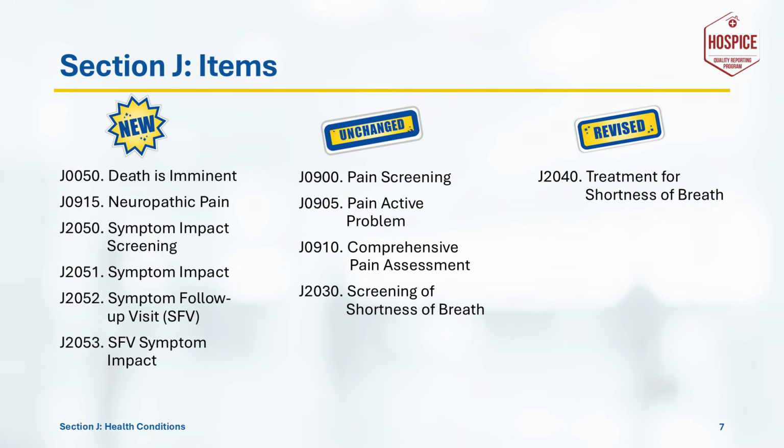So let's jump in and look at the items in Section J. On this slide, you will see 6 data elements that are brand new for HOPE. The second column lists the items that have not changed. These data elements were carried over directly from the Hospice Item Set, or HIS. Finally, the third column lists the one data element that was revised slightly from the original version found in the HIS. A note about terminology. Data element and item will be used interchangeably throughout the presentation.